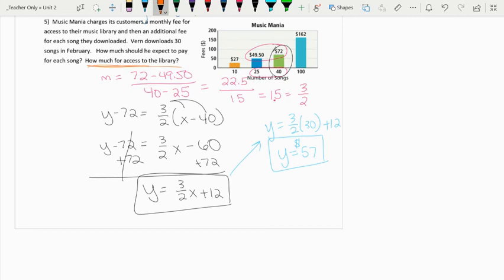They also ask for how much is the access to the library. And it says that that is a monthly fee. So if we look at our equation, all we have to do is notice that there's always going to be a $12 fee. That $12 is going to be your monthly fee for access to the library.